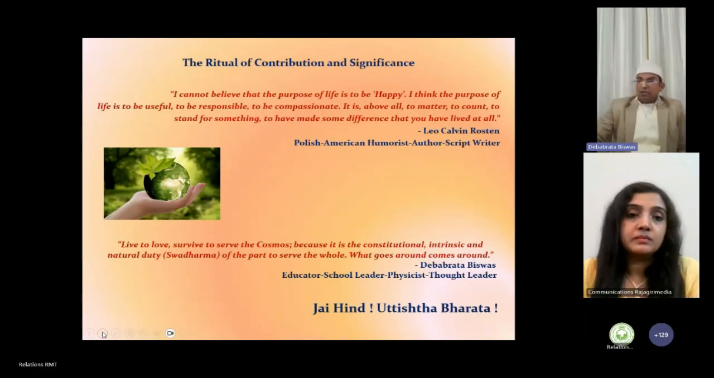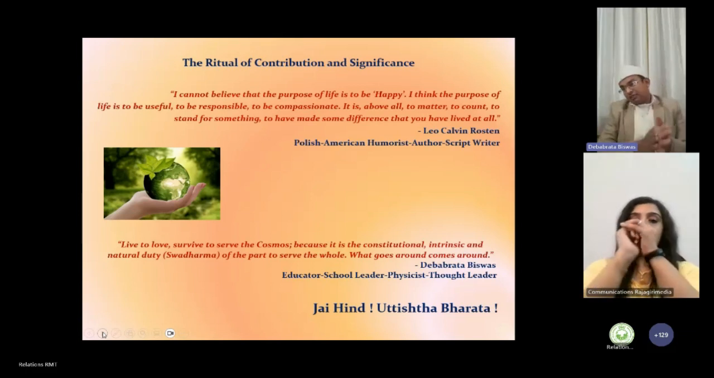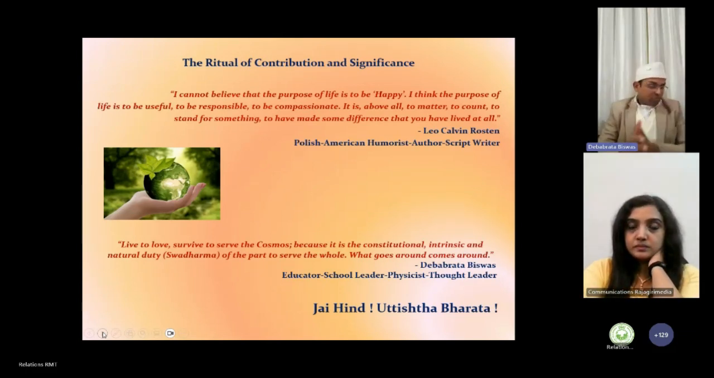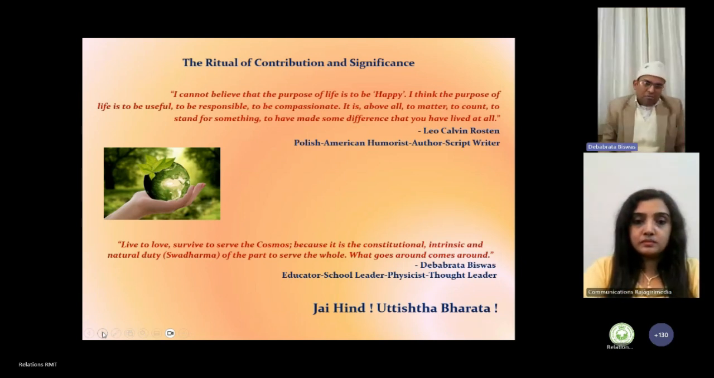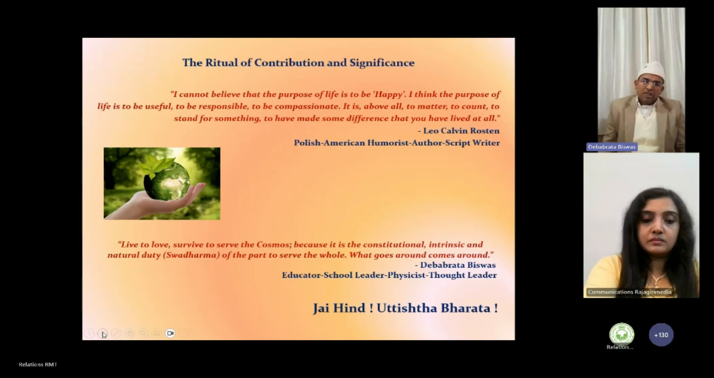So, the ritual of contribution and significance. I cannot believe that the purpose of life is to be happy. Today management is not giving increment, management is not giving us salary, students do not respect, parents call us. Excuses and reasons are never ending, but still Bhagat Singh did not make any excuse. Netaji Subhash Chandra Bose did not make any excuse. The Indian Army does not make excuses when they are given duty at minus 50 or even 55 in Rajasthan. So the purpose cannot be to be happy.